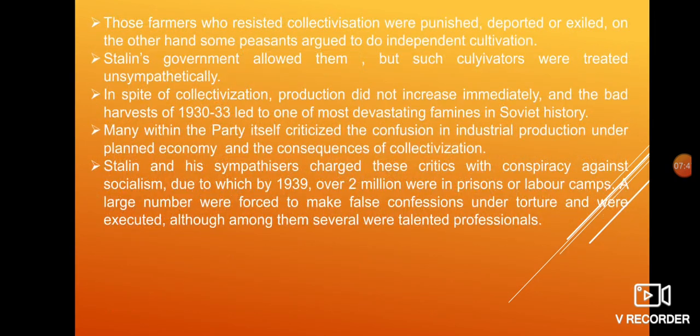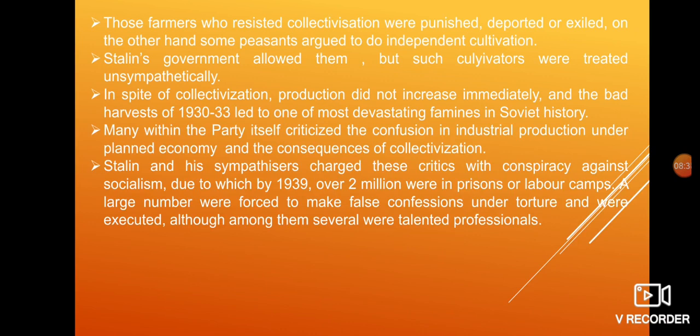In spite of collectivization, production did not increase immediately. And the bad harvest of 1930-33 led to one of the most devastating famines in Soviet history. Many within the party itself criticized the confusion in industrial production under the planned economy and the consequences of collectivization. Stalin and his sympathizers charged these critics with conspiracy against socialism, due to which by 1939 over 2 million were in prisons or labor camps.